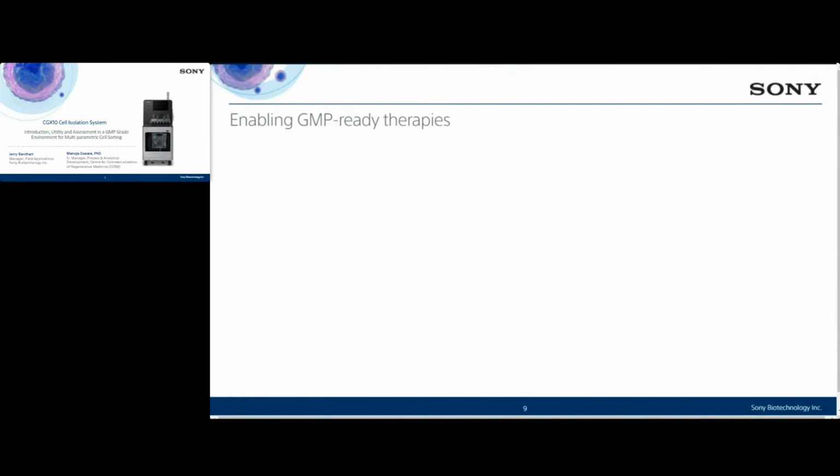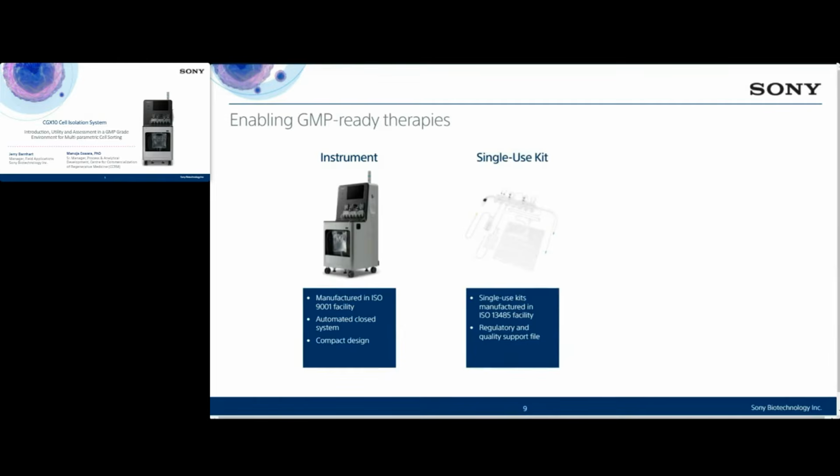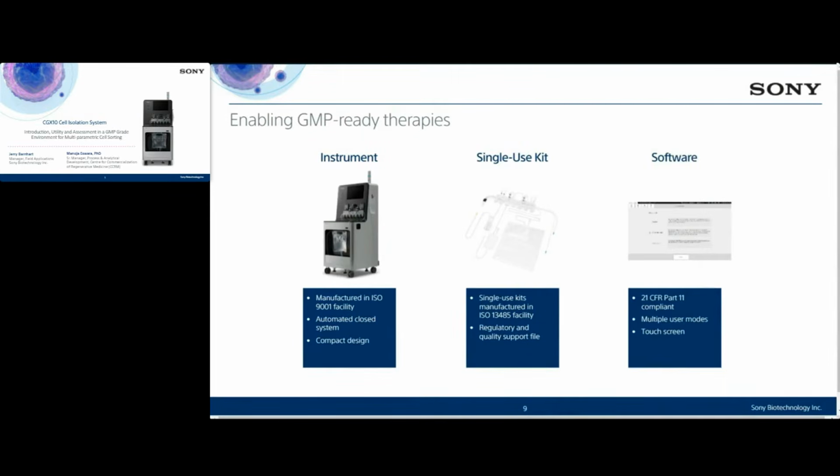By introducing the CGX10 Cell Isolation System, we are enabling GMP-compliant cell and gene therapy manufacturing. We are delivering the GMP promise by offering a compact instrument, which is manufactured in an ISO 9001 setting and can offer fully closed cell sorting. The consumables are also manufactured in an ISO 13485 setting. The software is 21 CFR Part 11 FDA compliant. The interface is touchscreen, so there is no need for a bulky laptop or monitor, and the software offers multiple user modes.